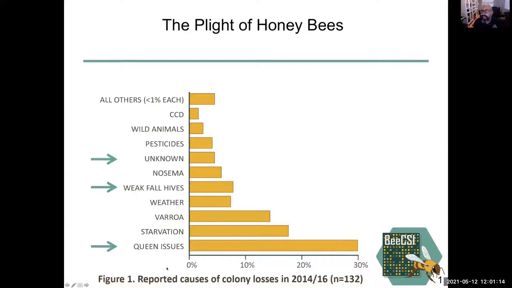And these are actually symptoms of a sick colony, right? Queens just don't die on their own. I mean, they do when they age out, but we've been noticing in Canada and many parts of the world that queens are dying much earlier than they used to. Similarly, weak fall hives are a symptom of a stressed colony. So if you combine these unknown, weak fall hives and queen issues, beekeepers are essentially unable to account for about half of the colonies when they die.